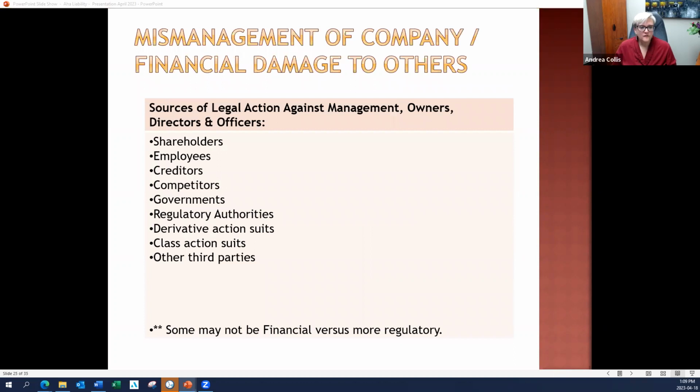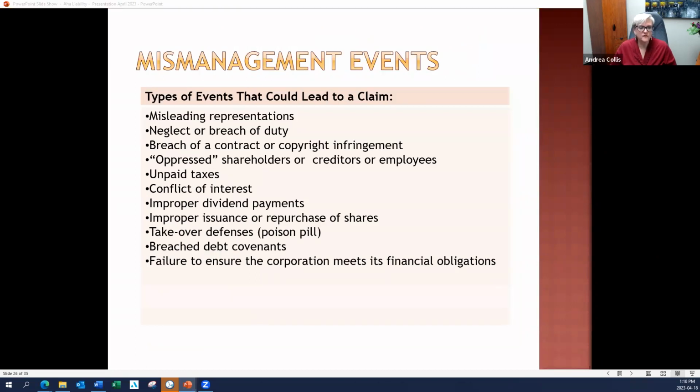So our final area that we're going to talk about today is allegations of mismanagement of the company itself. Sources of legal action: there's a list here of where you can get claims from on the company itself. Regardless of the size of your company or the different types of operations, there can be legal obligations owing by the company or the owners or the directors or management of a company. You can be responsible for your actions or your inactions. So let's take a look at where those claims come from.